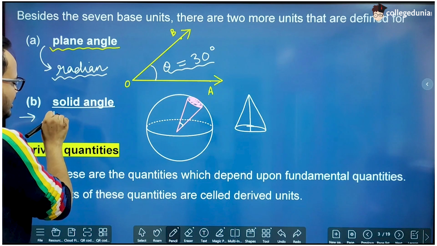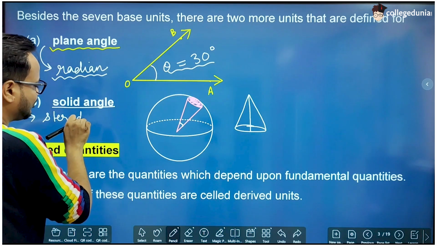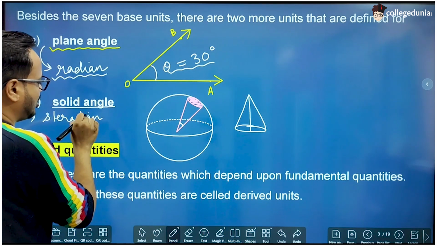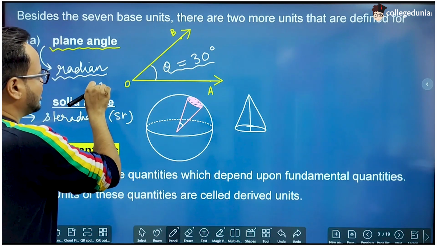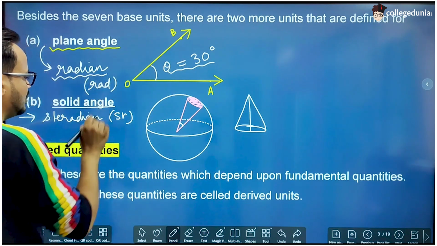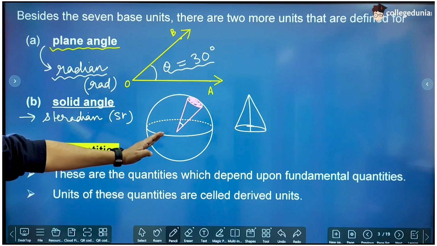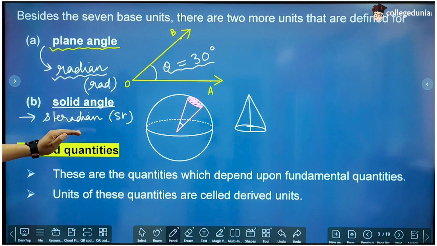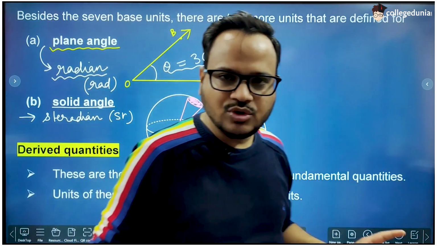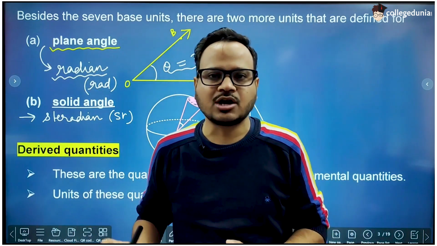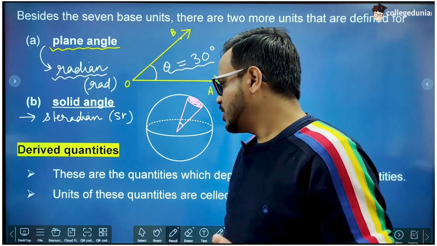Unit of solid angle is steradian, and symbol of steradian is SR. Symbol of radian is RAD, right? So this is the solid angle, and these two units are counted in fundamental units. So seven fundamental units, and these two fundamental units are called supplementary units.